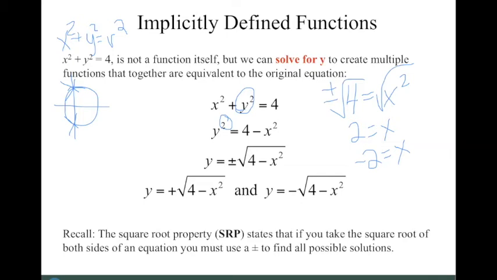There was no square root in our first two steps. Here is where I create this square root. I need to use the square root property, which is that plus or minus right there. And the plus or minus means there's actually two solutions here. I have the positive square root of 4 minus x squared, and I have the negative square root of 4 minus x squared.